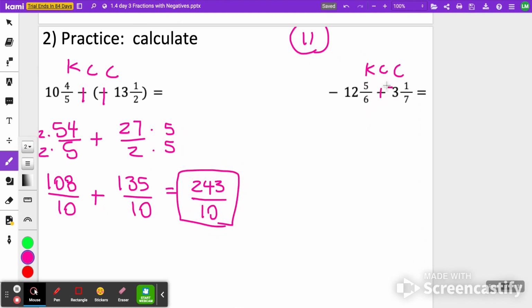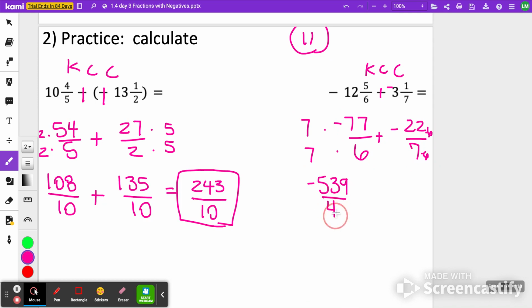Again, showed my keep, change, change here. Notice that's going to change it to adding 2 negatives, so I'm really just going to add in the end. Negative 12 and 5/6. Let's go ahead and change that one. That'll be negative 77/6 plus negative 22/7. Both 6 and 7 have 42 in common. So this one we had to multiply both things by bigger numbers. Okay. 7 times 77 is 539, so that's negative 539/42.